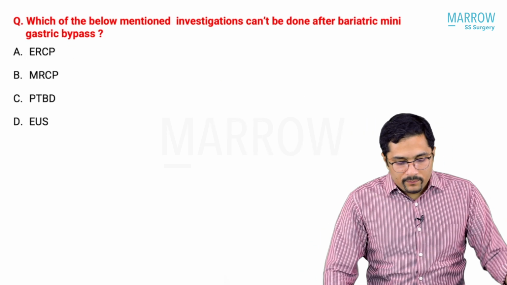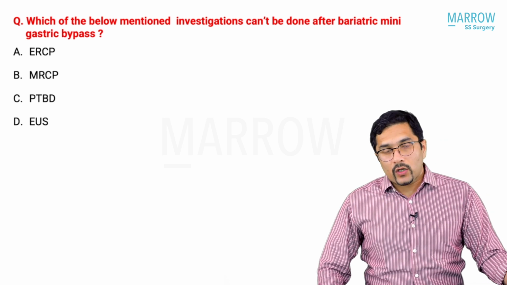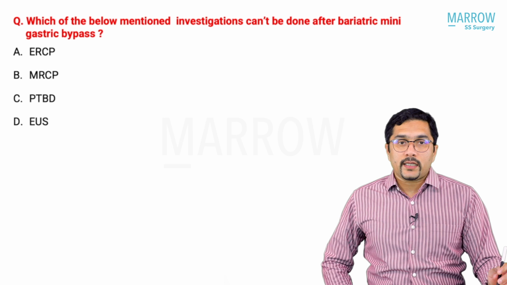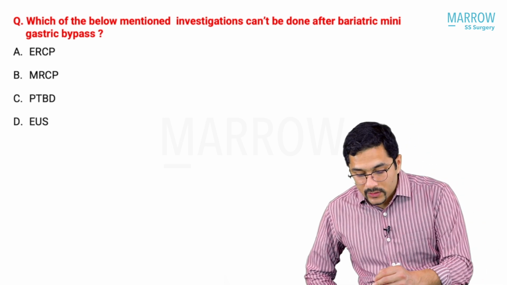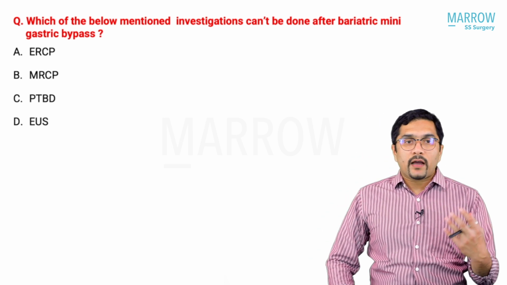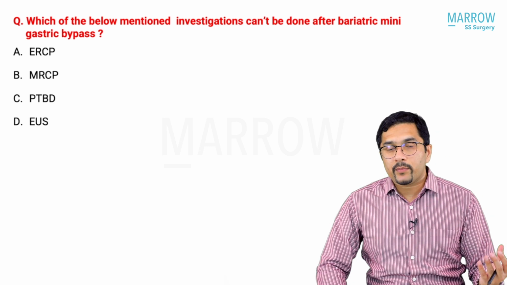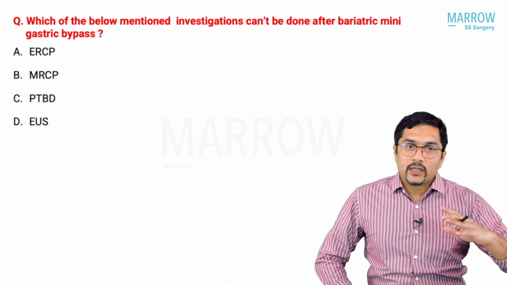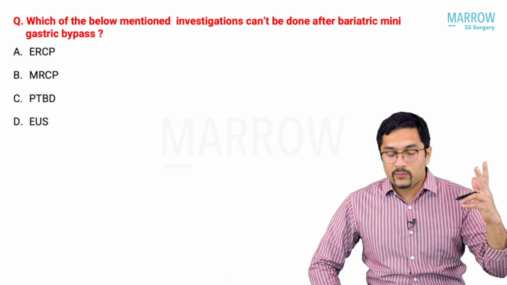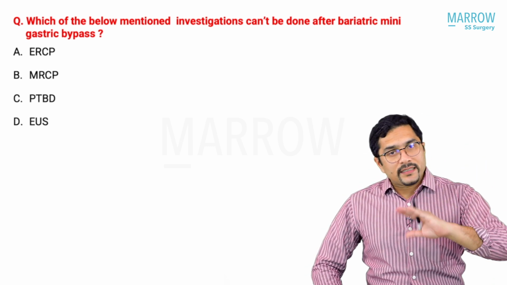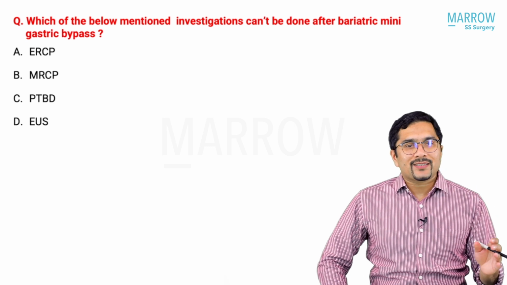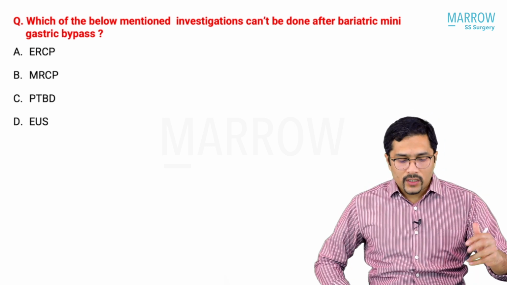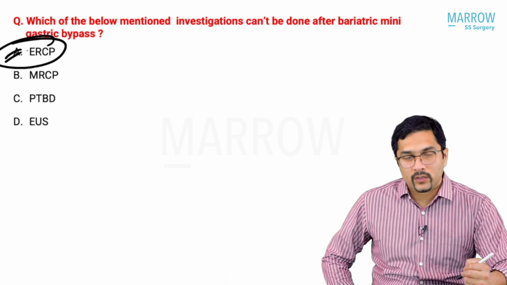Which of the following below mentioned investigations cannot be done in a patient who has undergone bariatric surgery? He has undergone a mini bypass surgery. So, you know that Roux-en-Y gastric bypass or mini bypass. Mini bypass is when there is a single anastomosis instead of Roux-en-Y where there were 2 anastomoses. But whether it is Roux-en-Y or mini gastric bypass, one of the drawbacks is that these patients cannot undergo an ERCP later on, right.